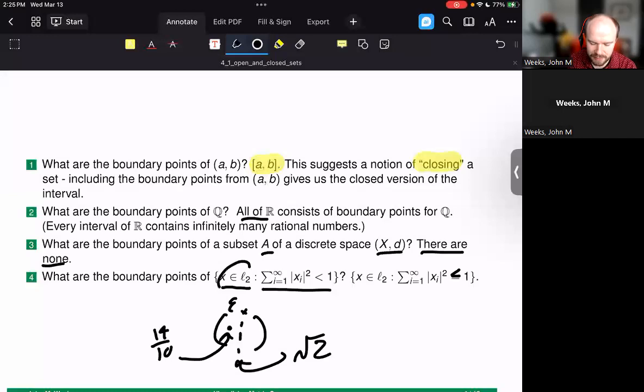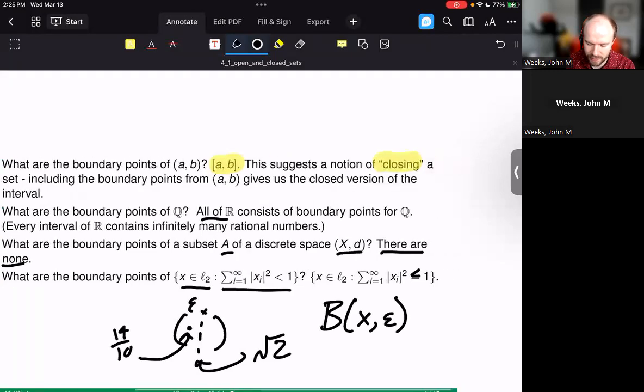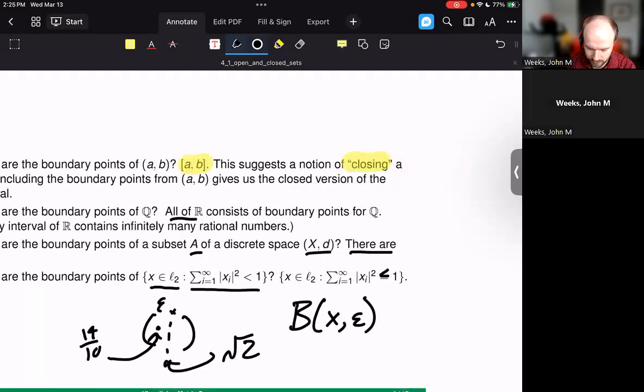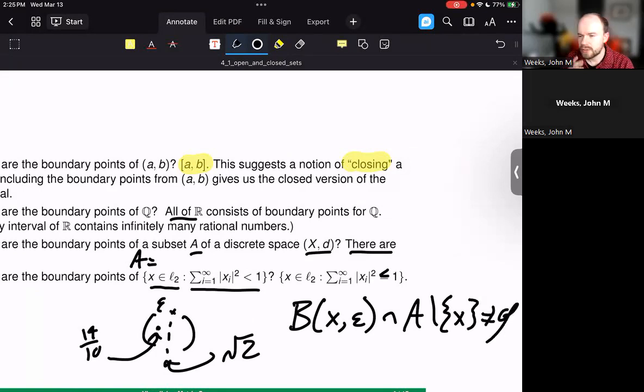Remember that to say something is a boundary point would mean that any ball of radius epsilon that you might intersect with this set A that we're talking about here, if you take out whatever x that you're talking about, needs to be non-empty. So let's think about that.